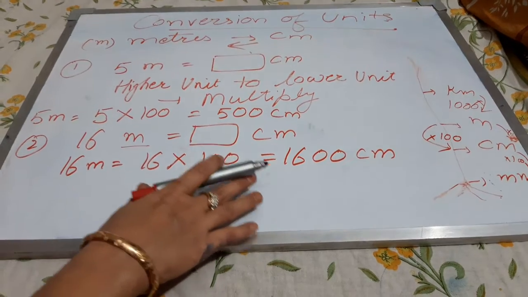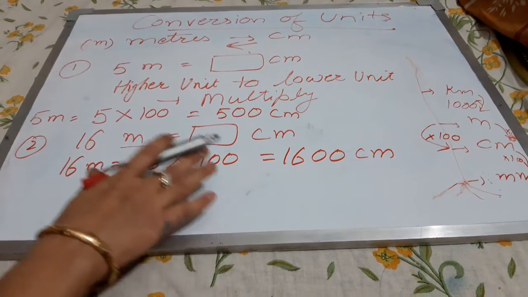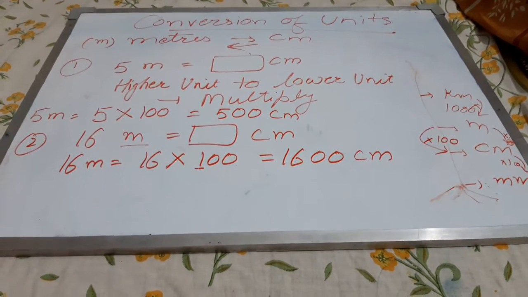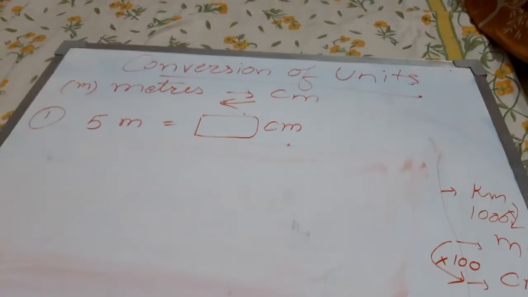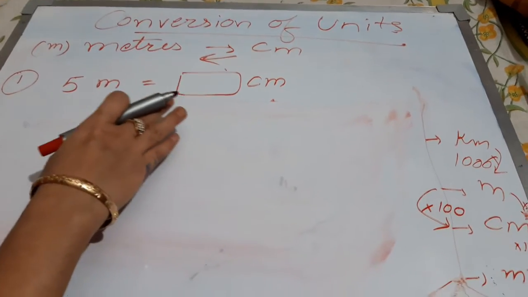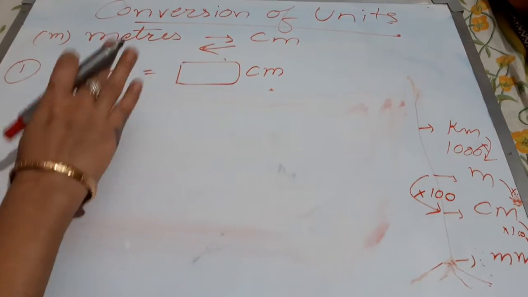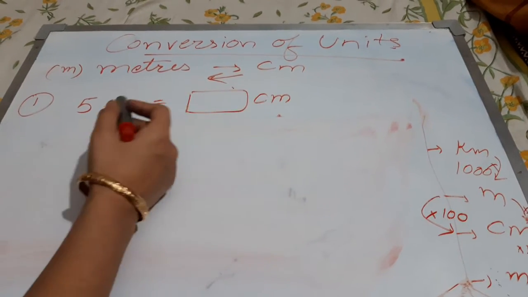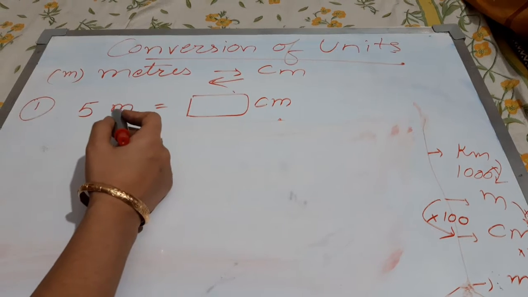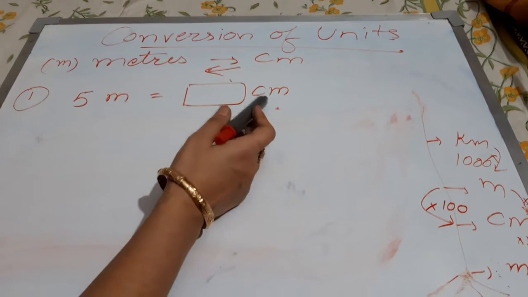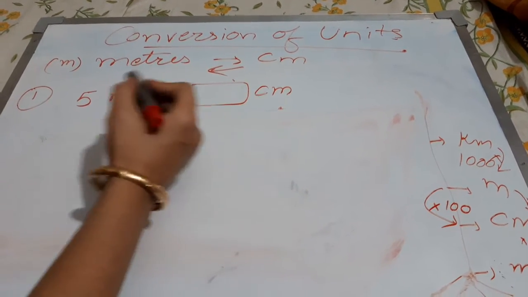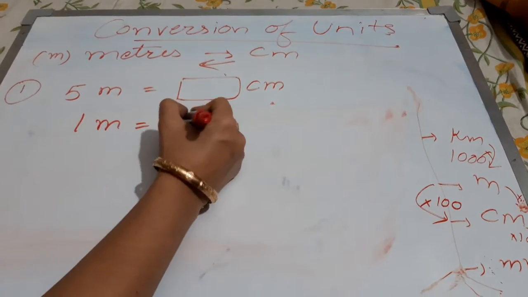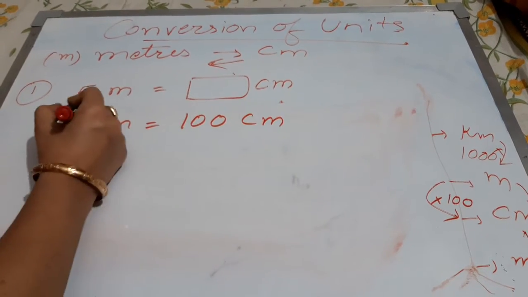Hope you have understood. And what is the logic behind this? That we can get to know by the longer method of conversion. Let us see one example of that also, without using the shortcut method. Now we want to convert 5 meters into centimeters. The longer method tells you, firstly write the main relationship between meter and centimeter: 1 meter is equal to 100 centimeters. This I know.